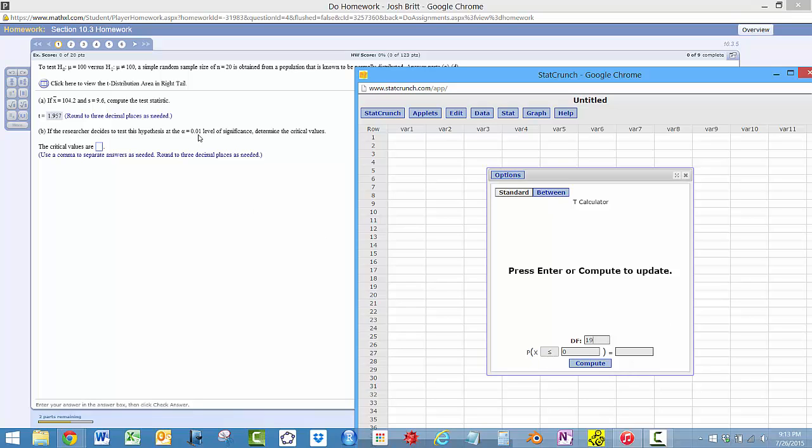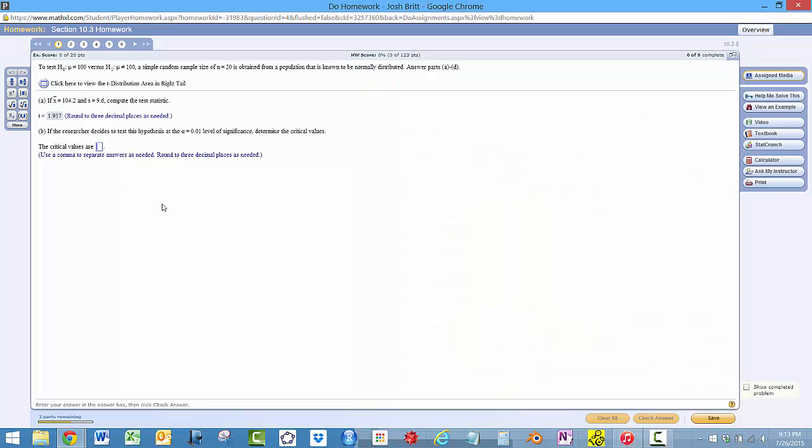And since this is a two-tailed test, you have to divide alpha by 2. So 1% divided by 2 is 0.5%. So we want 0.005 over here, 19 degrees of freedom. And our critical values, rounded to 3 decimal places, will be minus 2.861 and positive 2.861.